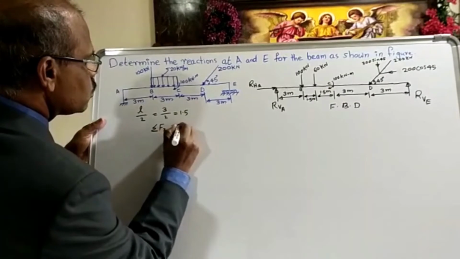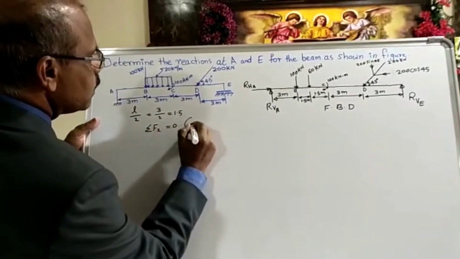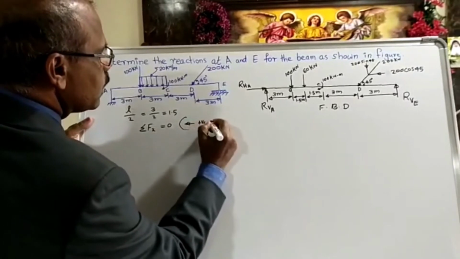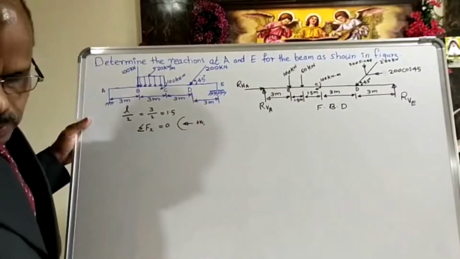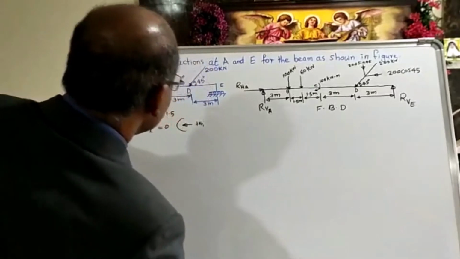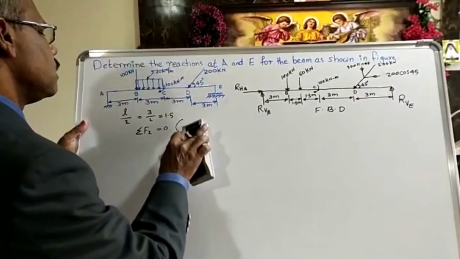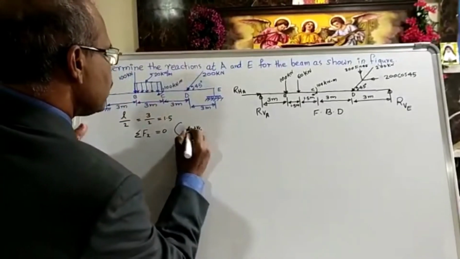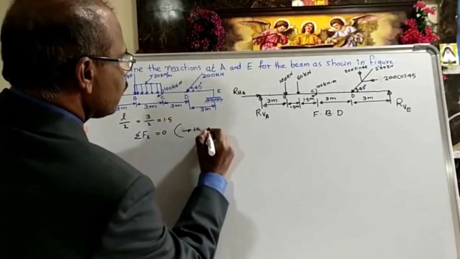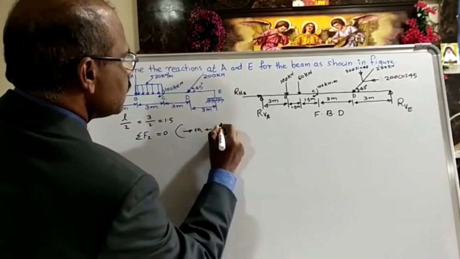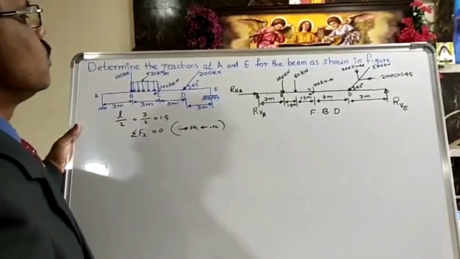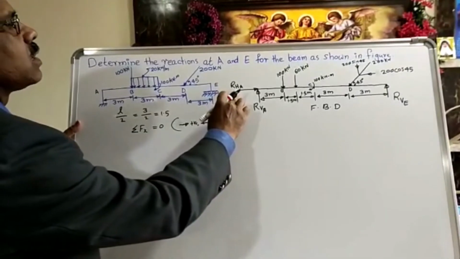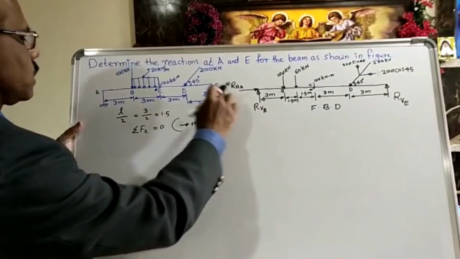Sigma Fx equal to 0. And here the rightward force I am taking as positive, and leftward force I am taking as negative. Okay, see this force RHA is horizontal.